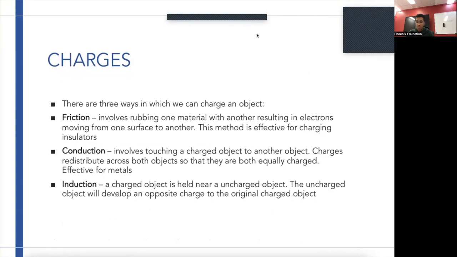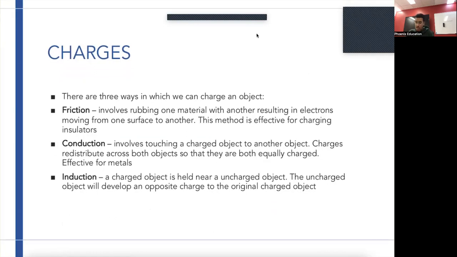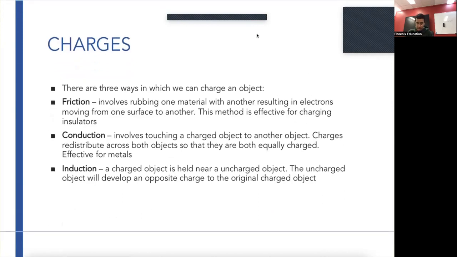So friction being when 2 objects are in contact with one another and rubbing occurs. So if you rub 2 objects with one another, electrons will transfer from one object to the other object and vice versa. Conduction is when a charged object touches a neutrally charged object or something of opposite charge and transfers some electrons to the other object. And induction is the same thing, except this time it doesn't touch the object.